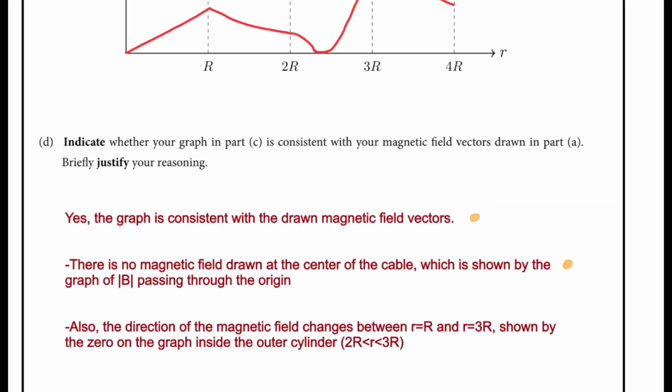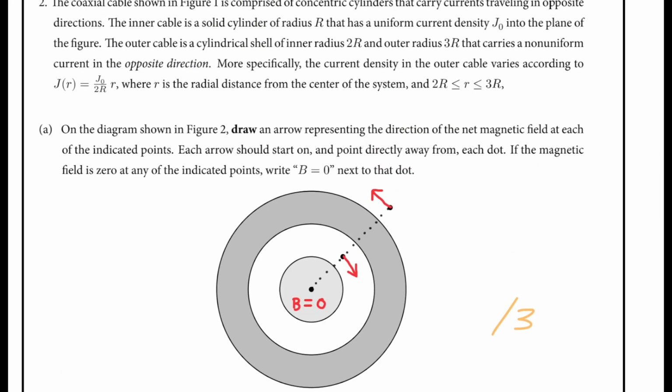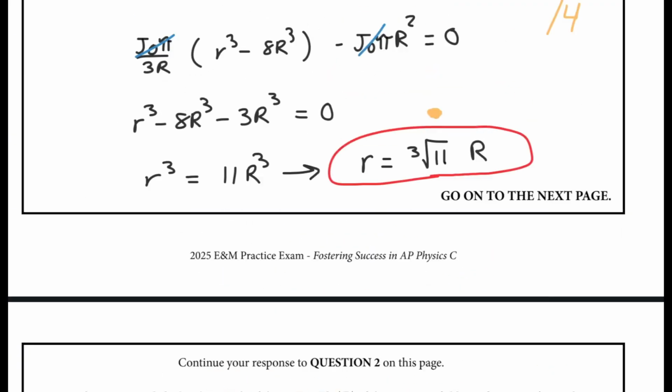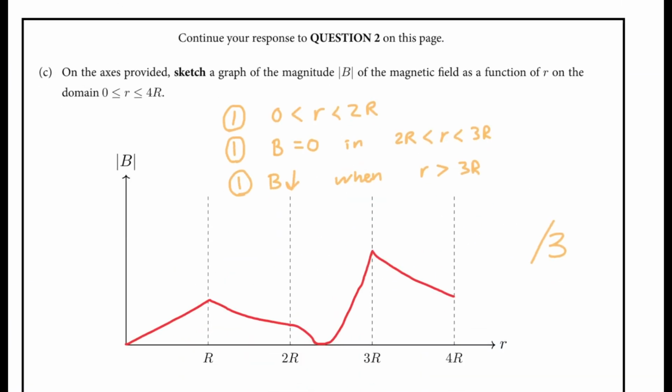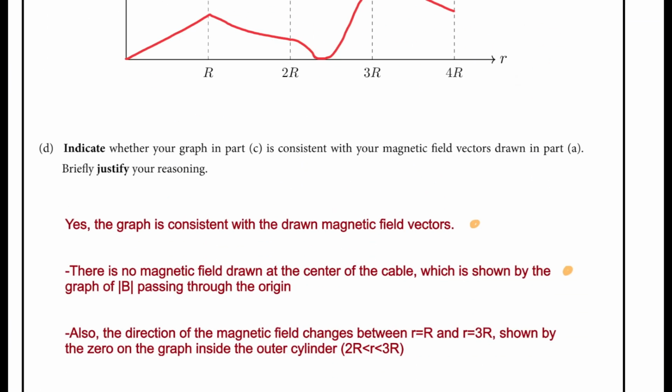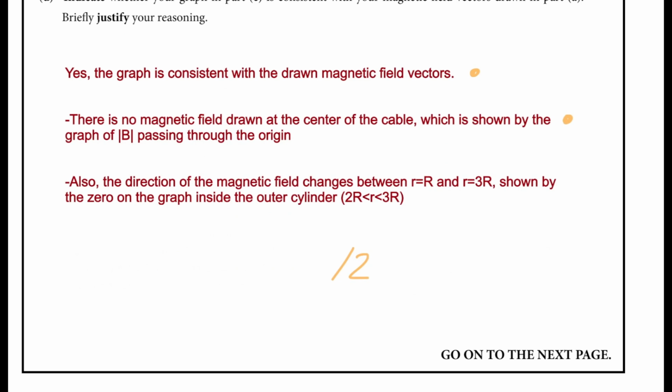So summing this up, we get the 3-point diagram, the 4-point derivation, the 3-point graph, and the 2-point consistency check. And that gives us 3 plus 4 plus 3 plus 2, which is out of 12. So this is the long question. And now we're on to the ones that are at least more familiar.